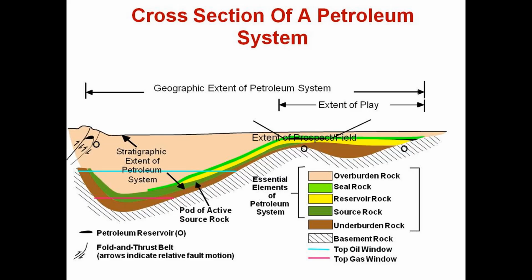The original source rock, that is, where the hydrocarbon originated, is in dark green. The underburden, that is, the rock below the reservoir, is in brown. The basement rock, which is usually granite, is black and white crosshatch. The petroleum reservoirs are indicated by the black pool, and faults are indicated by the curved up and down arrows. We have even provided the contacts between the oil and the gas. The oil is in the light red, and the gas is in the light blue.